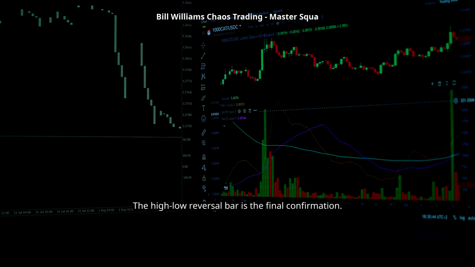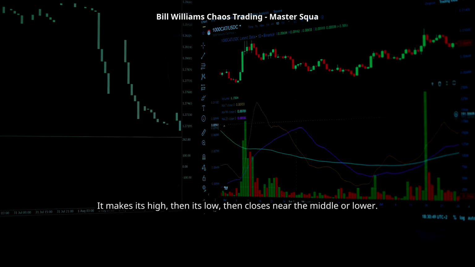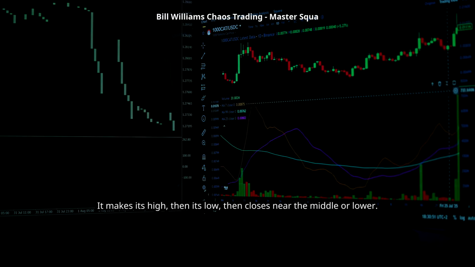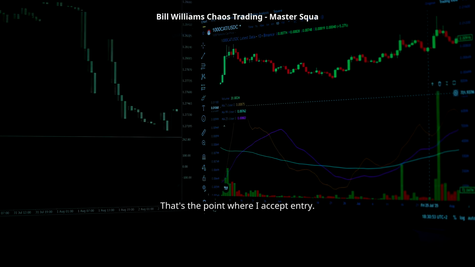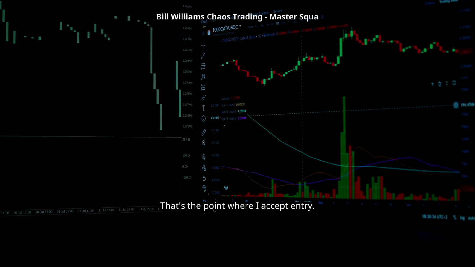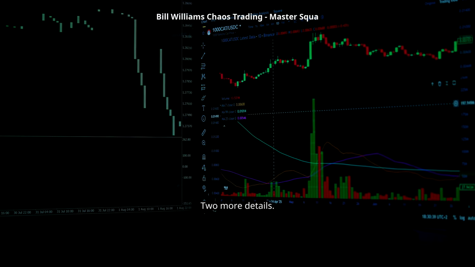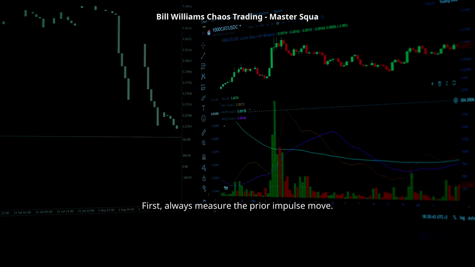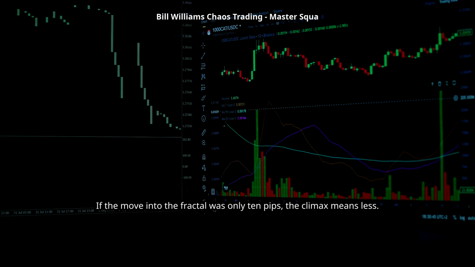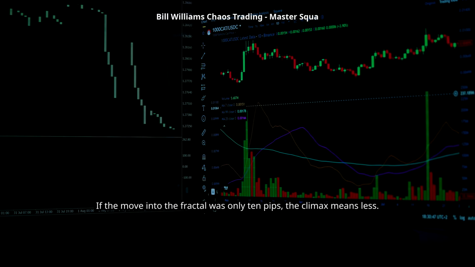Two more details. First, always measure the prior impulse move. If the move into the fractal was only 10 pips, the climax means less. I need at least a swing of 30 pips on M15 to take this seriously. Second, the spread matters. On low liquidity pairs during the Asian session, the climax wick is often just spread noise.